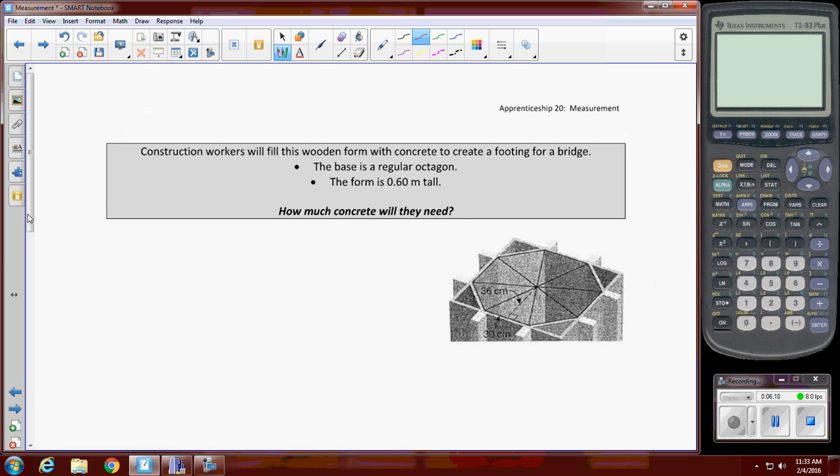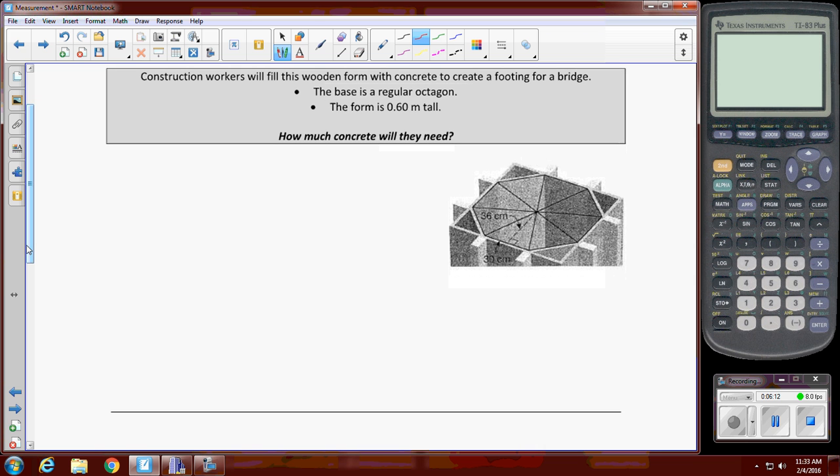Now we're going to move on to a different type of question that has a shape that we've never really found the area of before, but we'll work our way through it. We said we have construction workers working to fill this wooden form with concrete to form a footing for a bridge. Now it says the base is a regular octagon. Octagon means there's 8 sides, and you can count it down here in this diagram. This is what they're putting down, this octagon, and it says the form is 0.6 meters tall.